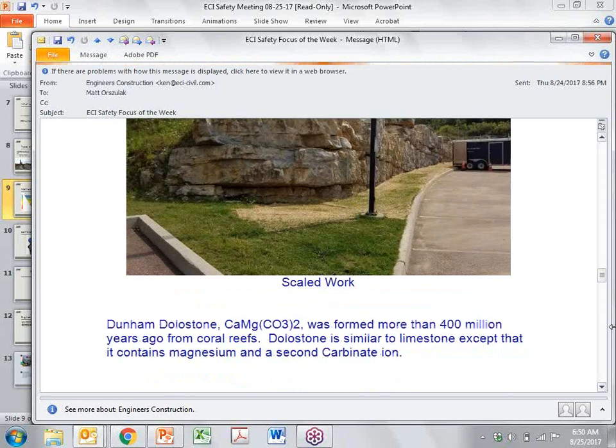So just a comment about the Dunham Dolostone. It's like a limestone. It's calcium, magnesium, and 2 carbonate ions. It was formed more than 400 million years ago from coral reefs, and it's been pushed up. The dolostone is similar to a limestone, except that it contains the magnesium and the second carbonate. So a regular limestone would not have the magnesium and would only have 1 carbonate. So very similar. It's just somehow chemically got altered with magnesium and then formed a different rock.